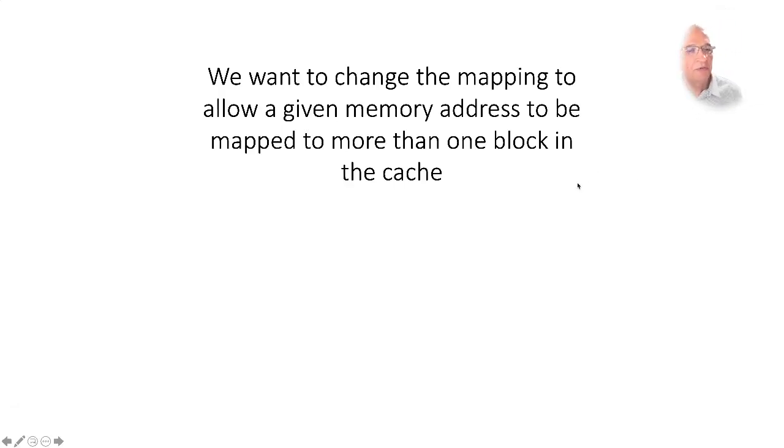So as I mentioned in the previous part of the lecture, one of the problems with the direct mapping is that there is only one location in the cache for each one of the memory addresses. So if I happen to be accessing two memory addresses that map to the same location in the cache, I will be having constant conflict between those two accesses.